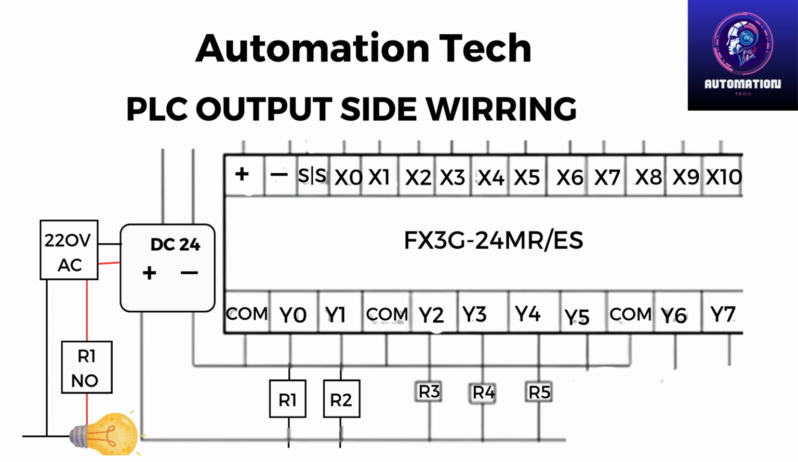As you can see in the diagram, Y0 controls a relay R1. The C0 terminal connects to the relay with positive and negative supply. When Y0 turns on, it sends a signal through C0 to the relay coil. The relay activates, and the lamp turns on.